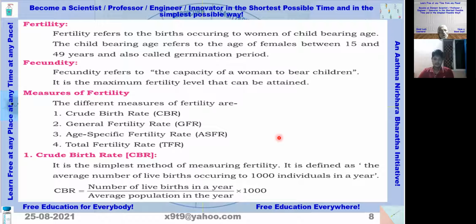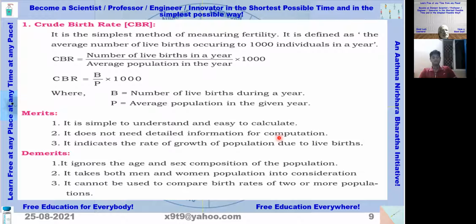CBR is equal to the number of live births in a year divided by the average population in the year, into 1000. The 1000 is multiplied in the numerator, not in the denominator. So CBR can be written as B by P into 1000, where B is the number of live births and P is the average population in the given year.